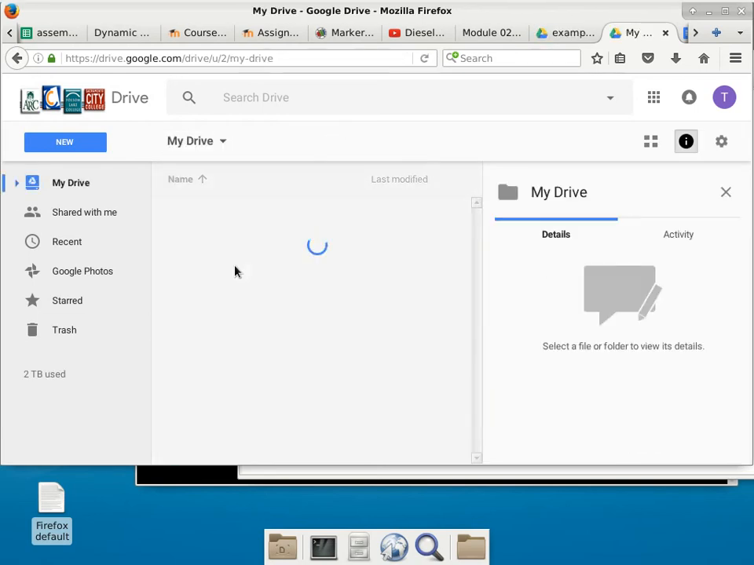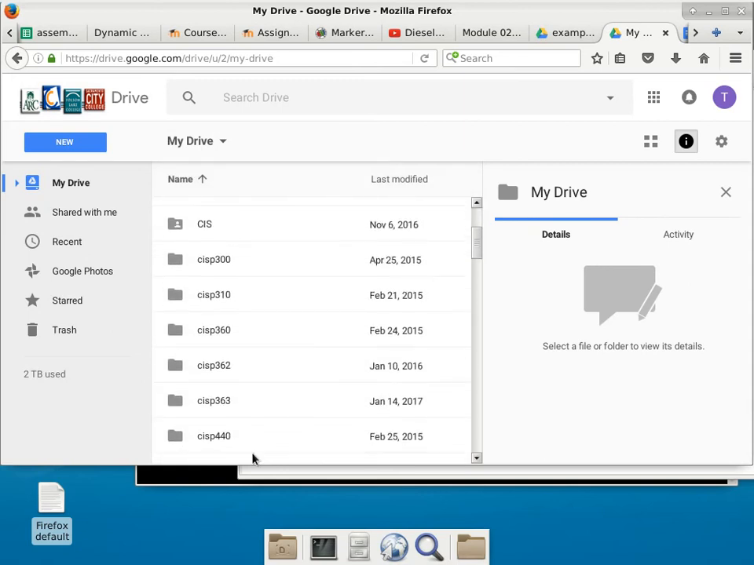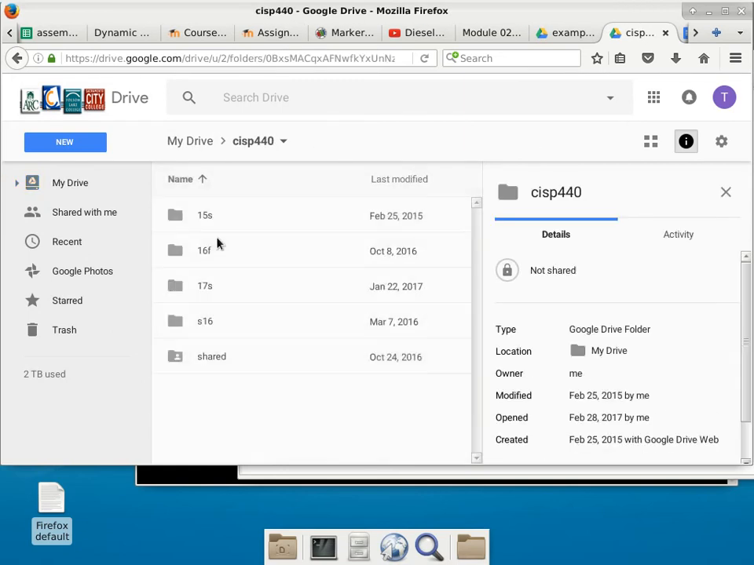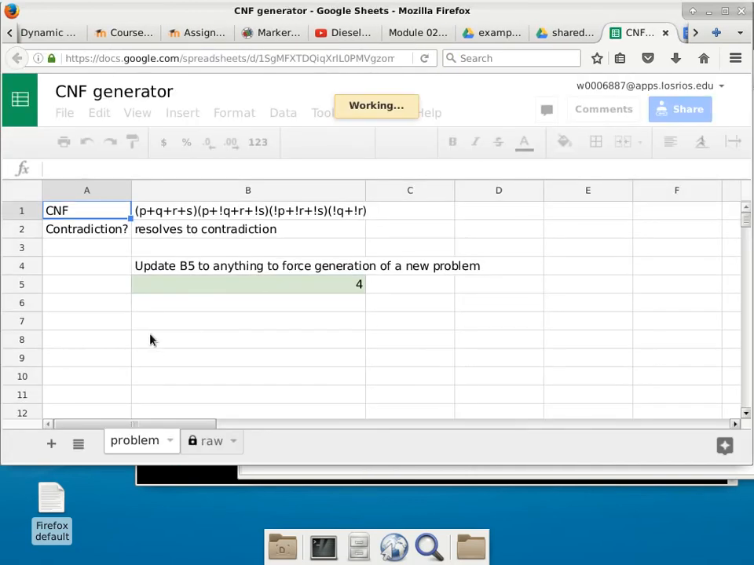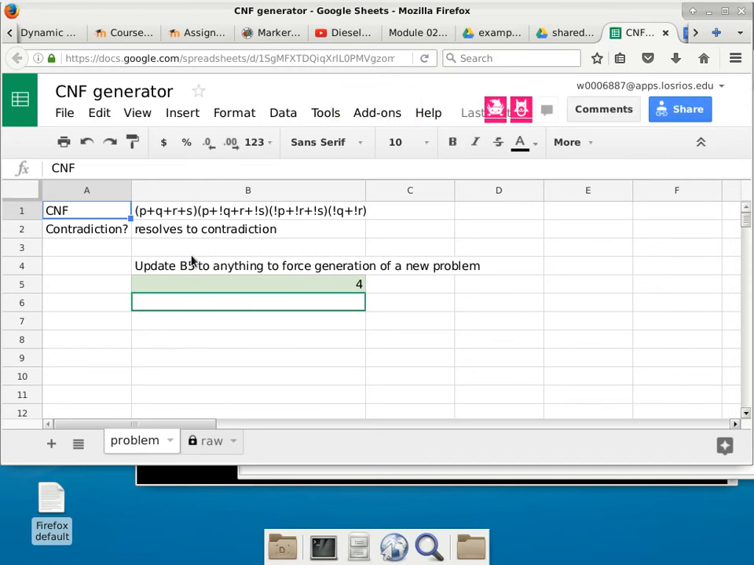And that's the other class. Okay, so we got 440 shared, and it's the CNF generator. Okay, so the problem with the CNF generator, so this one, it thinks it can resolve, this one cannot resolve the contradiction. So let's go ahead and pick one that can resolve to contradiction, or it thinks it can.